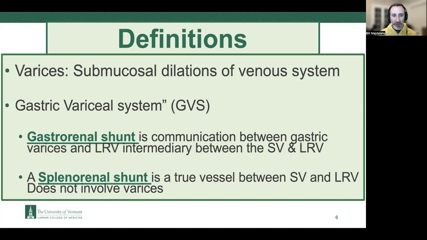The gastric variceal system can be looked at as a gastrorenal shunt, which is a communication between gastric varices and the left renal veins. And these are an intermediary between the splenic vein and the left renal vein. Or a splenorenal shunt, which is a true communication just between the splenic vein and the left renal vein that does not involve varices or a component of the stomach.